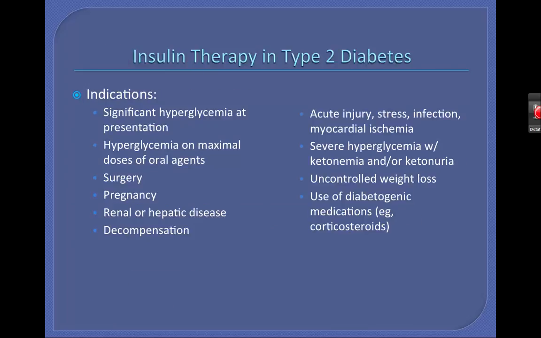Patients who require insulin therapy in type 2 diabetes. These are indications: when patients have significant hyperglycemia at presentation, they have hyperglycemia on maximal doses of oral agents, surgery can be a cause to control and why people need insulin, pregnancy, renal or hepatic disease or decompensation, acute injury, stress, infection, myocardial ischemia, severe hyperglycemia with ketonemia or ketonuria, where ketonemia is ketones in the blood, and ketonuria is ketones in the urine.